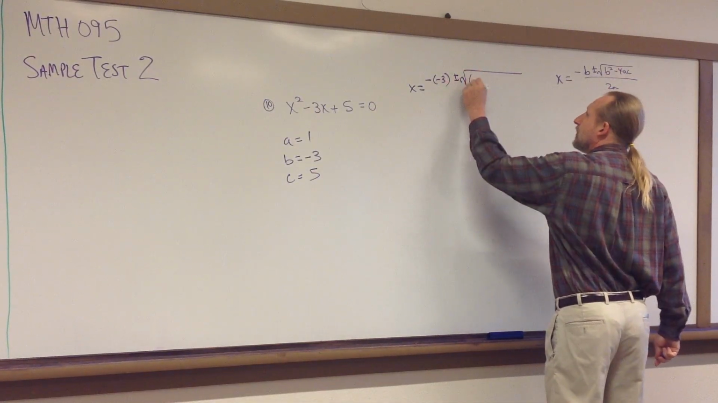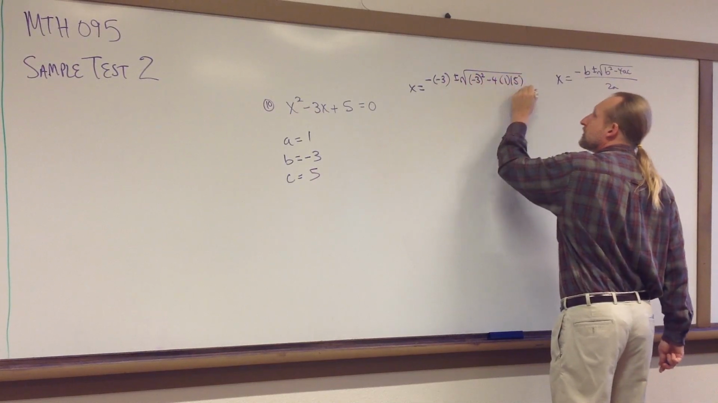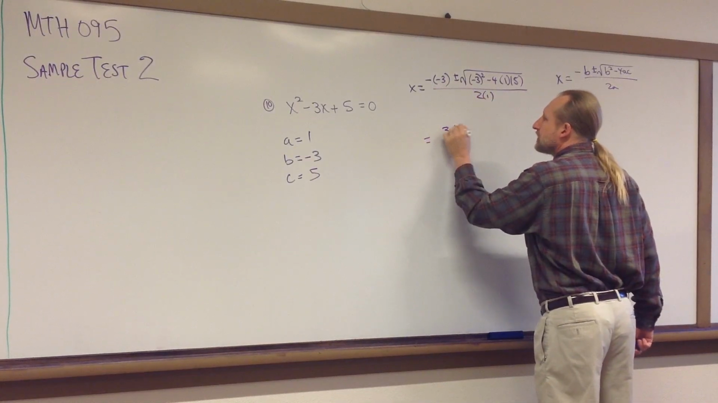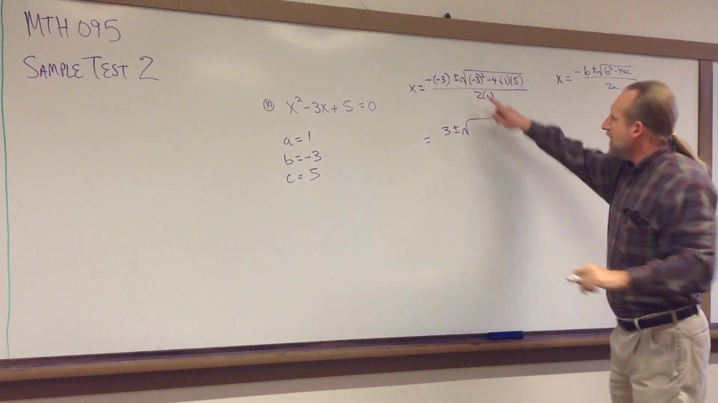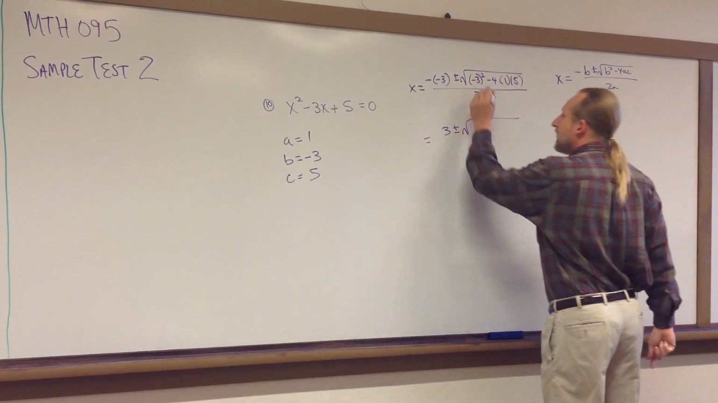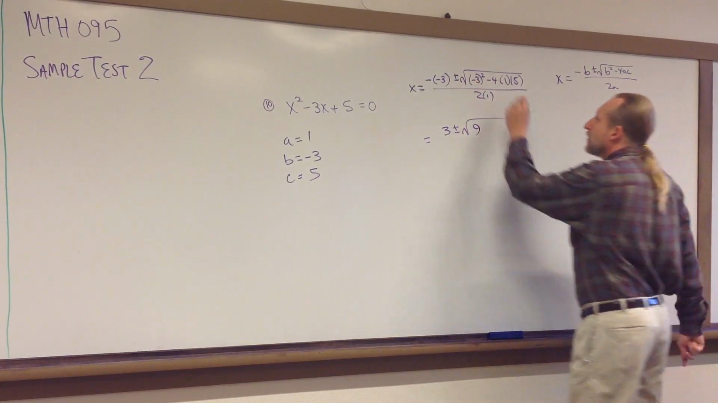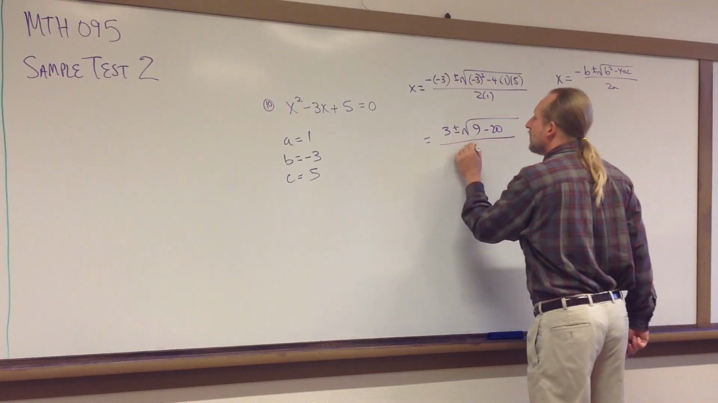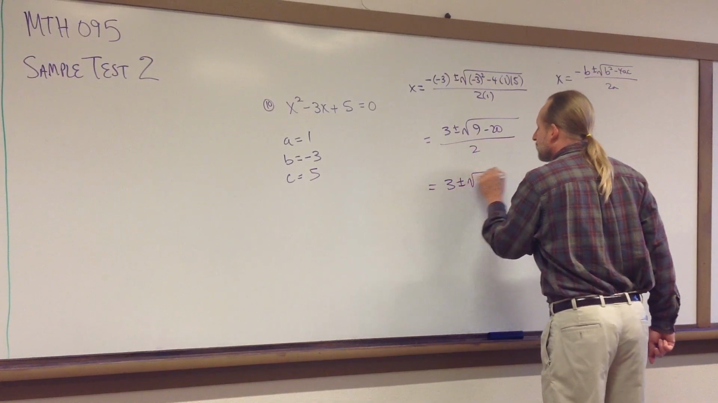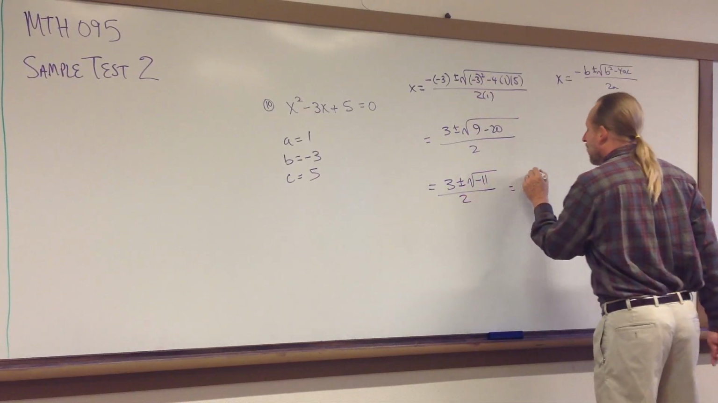Plus or minus the square root of b squared minus 4ac, all over 2a. All right, so positive 3. Now, remember that when you're squaring a negative number, you're going to get a positive answer. Negative 3 times negative 3 is going to be positive 9. And then over here we've got minus 20, divided by 2. So 3 plus or minus the square root of negative 11 over 2.